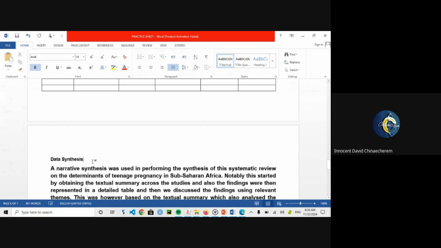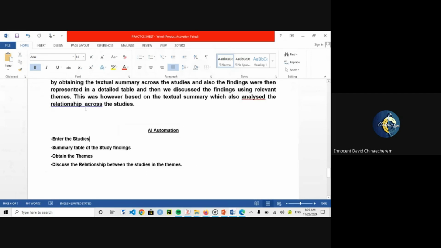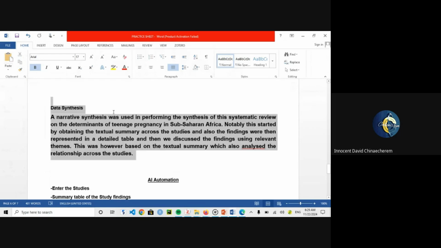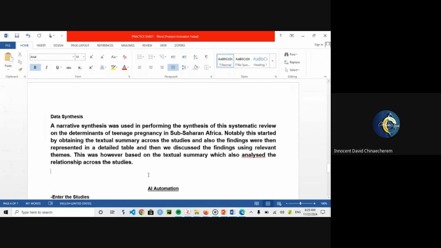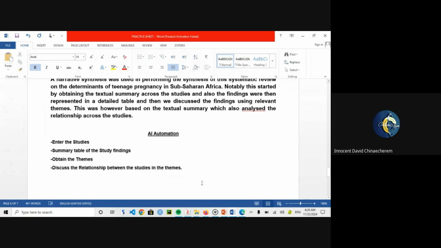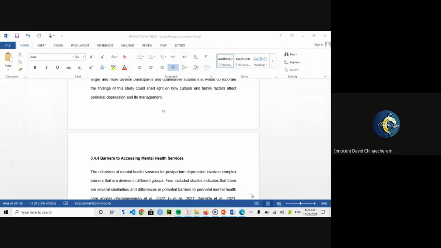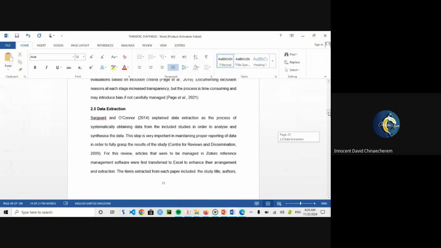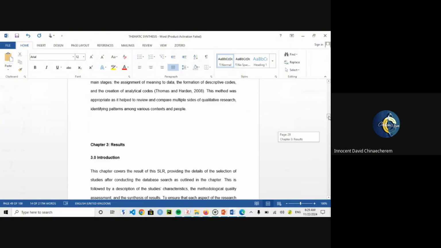So let's get straight into the example. And remember, it similarly applies to the thematic synthesis that you're going to perform if you're using AI automation. Remember to always cross-check the paper to make sure that all your findings are accurate. What I'm doing for the narrative synthesis is not different for the thematic synthesis. The first thing you're going to do is not different from what I have just done here.